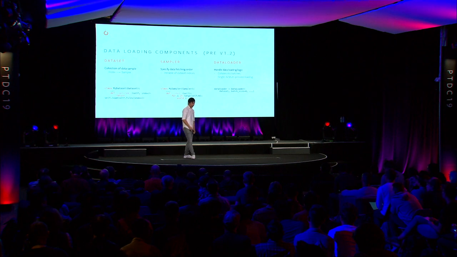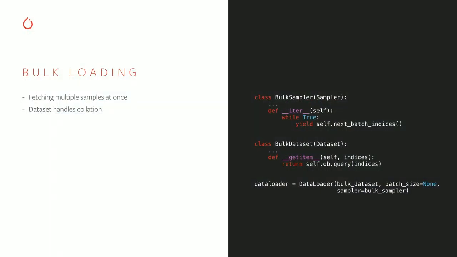So the first thing we did is relax the API, so the dataset now can not only handle individual samples, but can also handle loading from a list of indices into batch samples. This essentially enables bulk loading. This is a very simple code segment that illustrates how this works. And since everything is batch indices and batch samples, we also need to update our sampler to return the batch indices every time. This is a very simple sampler that just keeps returning lists of batch indices.